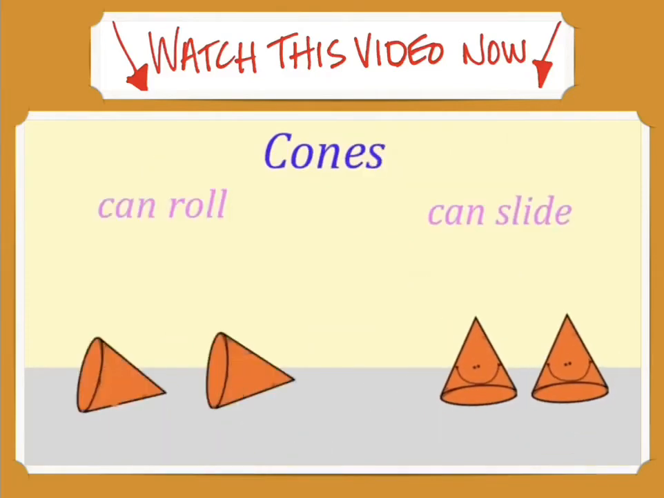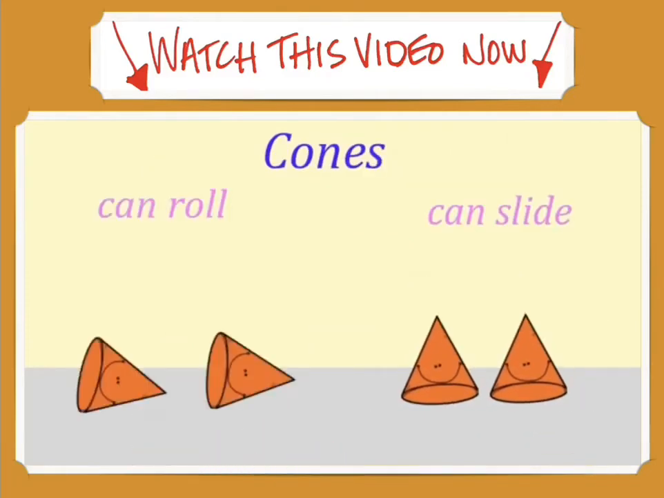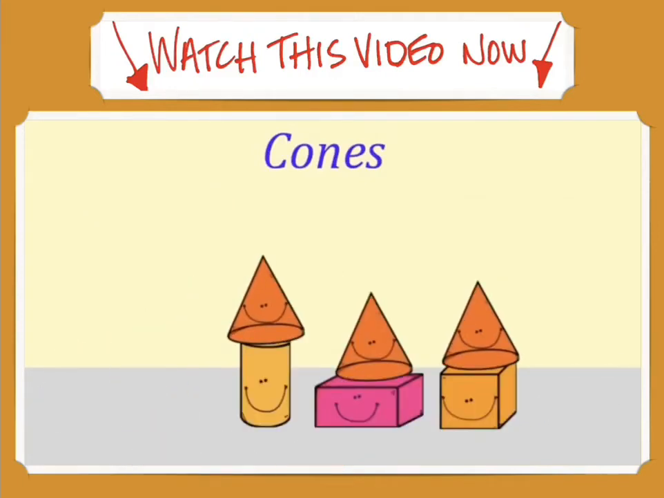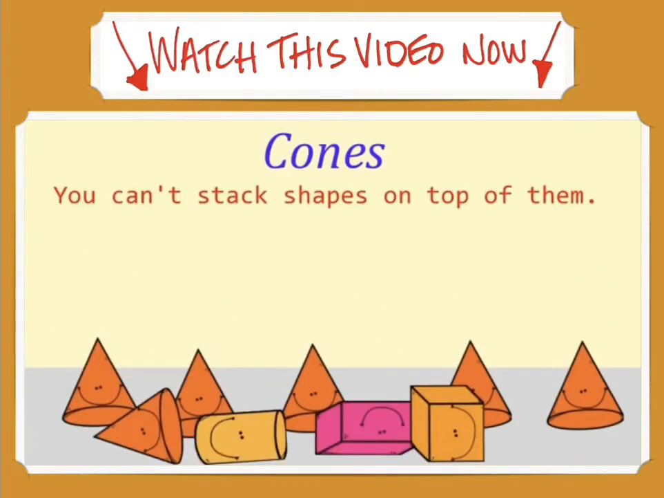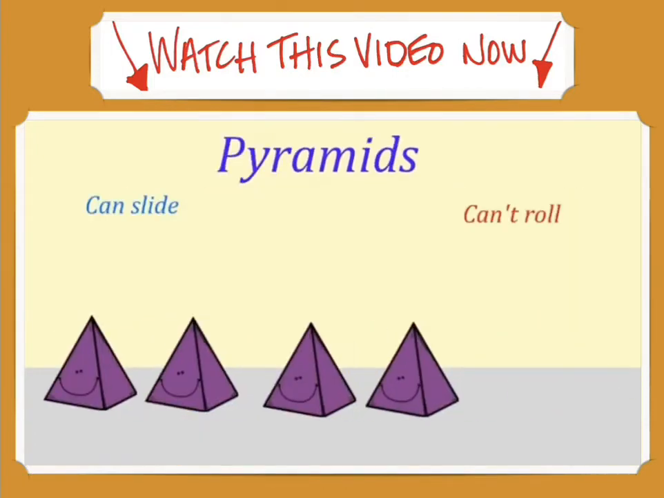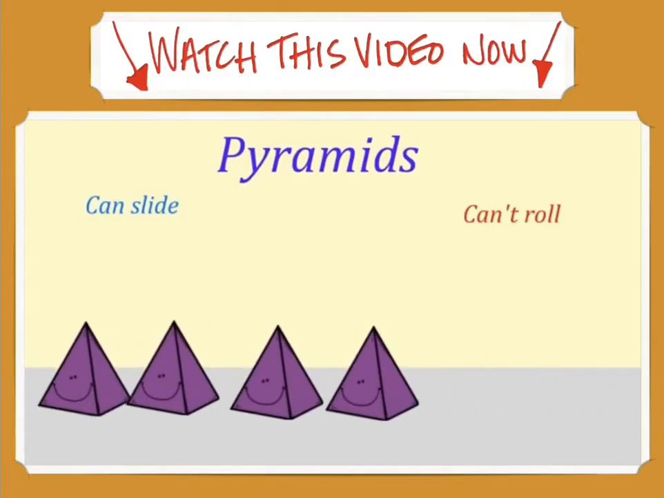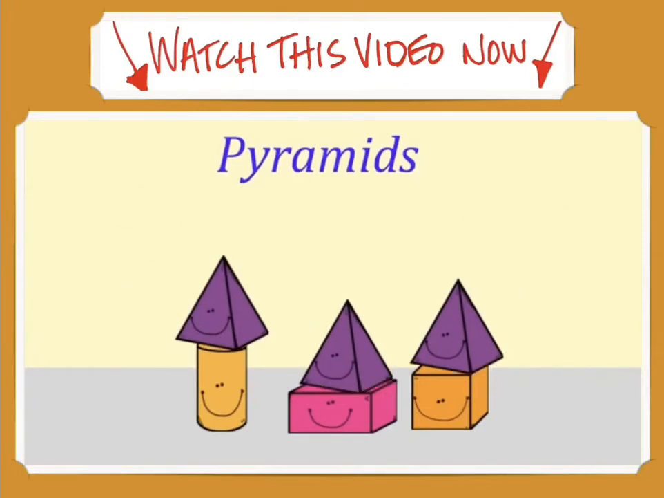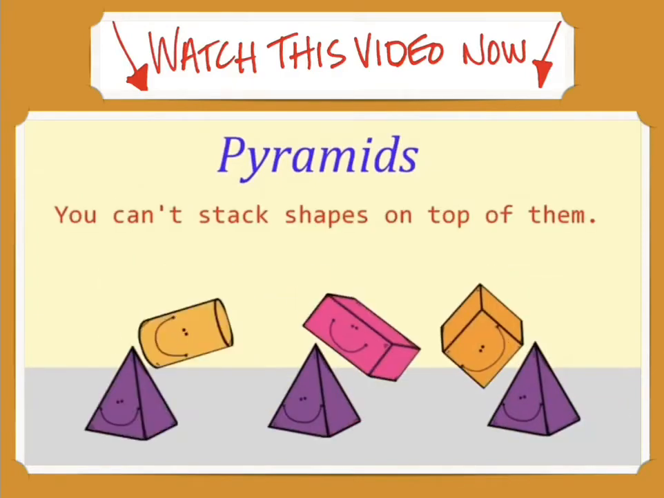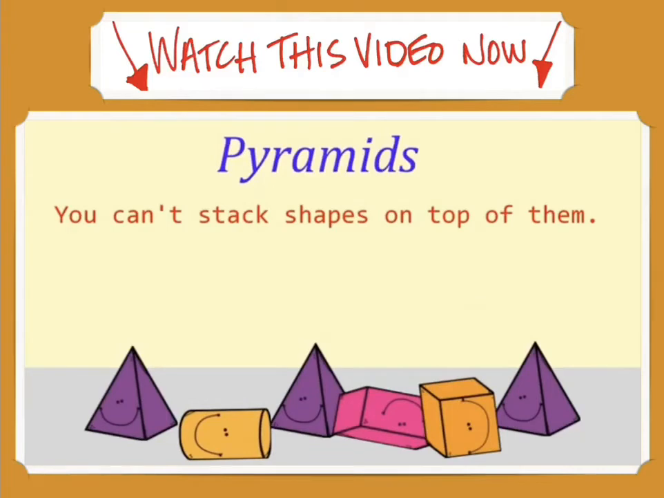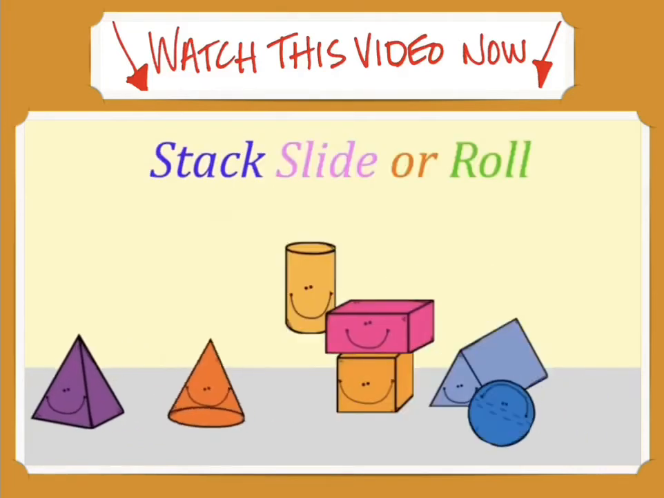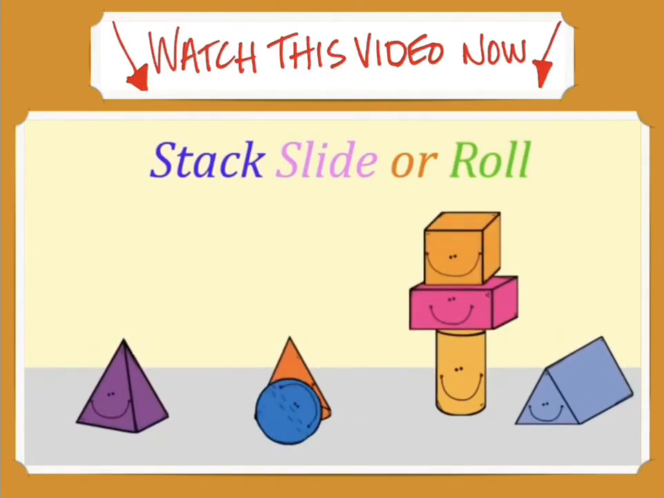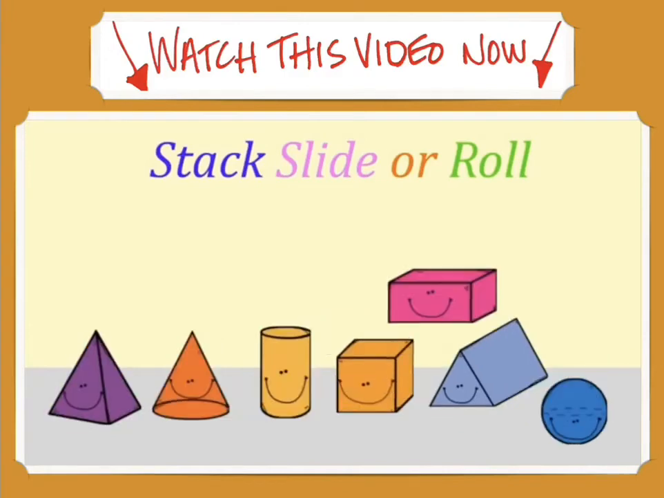Cones can roll and slide. Put them on top of other shapes, but you can't stack shapes on top of them. Pyramids can slide, not roll. Place them on top of other shapes, but you can't stack shapes on top of them. Stack, slide, or roll. 3D shapes, they can stack, slide, or roll.